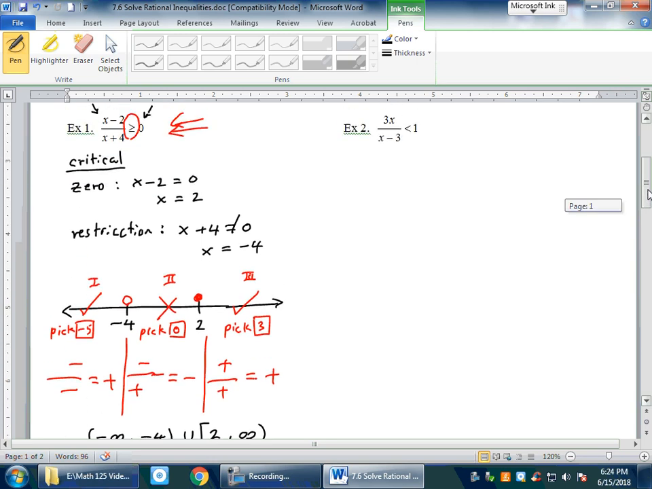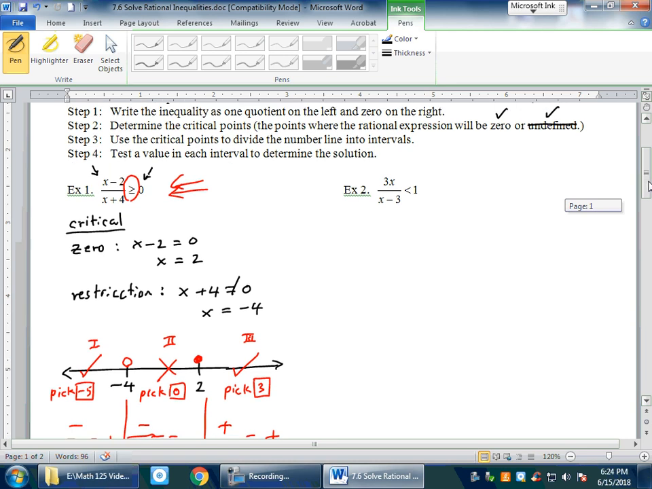Let's take a look at the next example. In this example, we have to work a little bit more, because notice that the right hand side is not 0. According to the first step, we want one single quotient on the left hand side and a 0 on the right hand side. So the first step is subtracting 1 on both sides. That will give me less than 0. Now we need to combine these two terms into one quotient. So I need to write down the least common denominator.